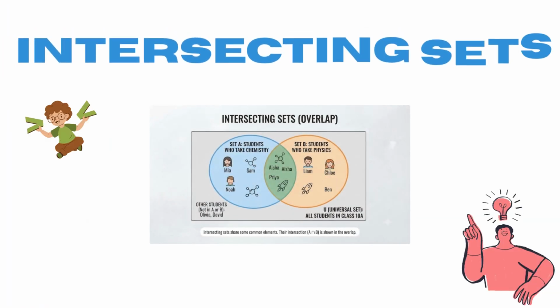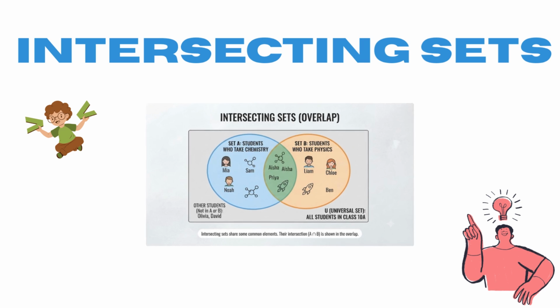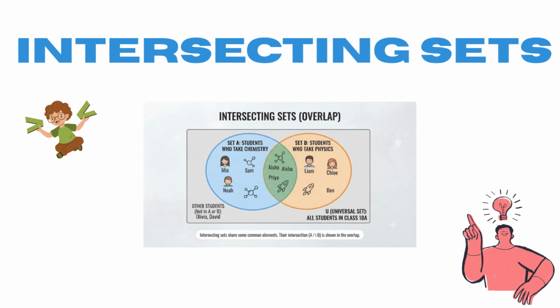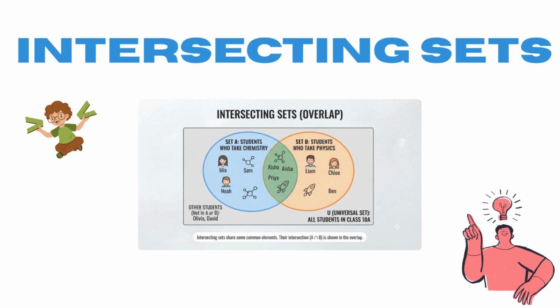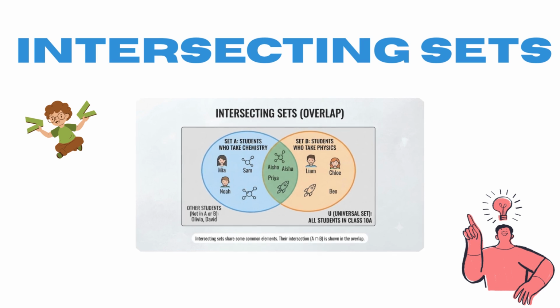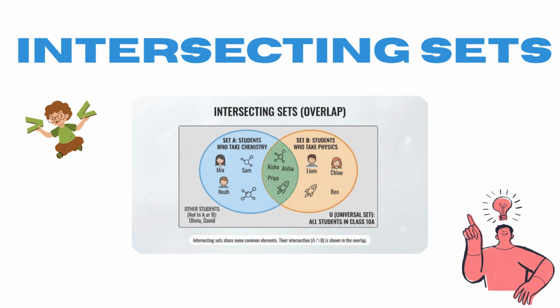Now, let's tackle one of the most common ways we use Venn diagrams, showing intersecting sets. This happens when 2 different categories share some of the same members. To illustrate this, let's look at the data in image_A0D1.jpg. We have our universal set, the large gray rectangle, containing all students in class 10A. Inside, we have 2 specific groups. Set A, the blue circle, students taking chemistry, Mia, Sam, and Noah. Set B, the orange circle, students taking physics, Liam, Chloe, and Ben.